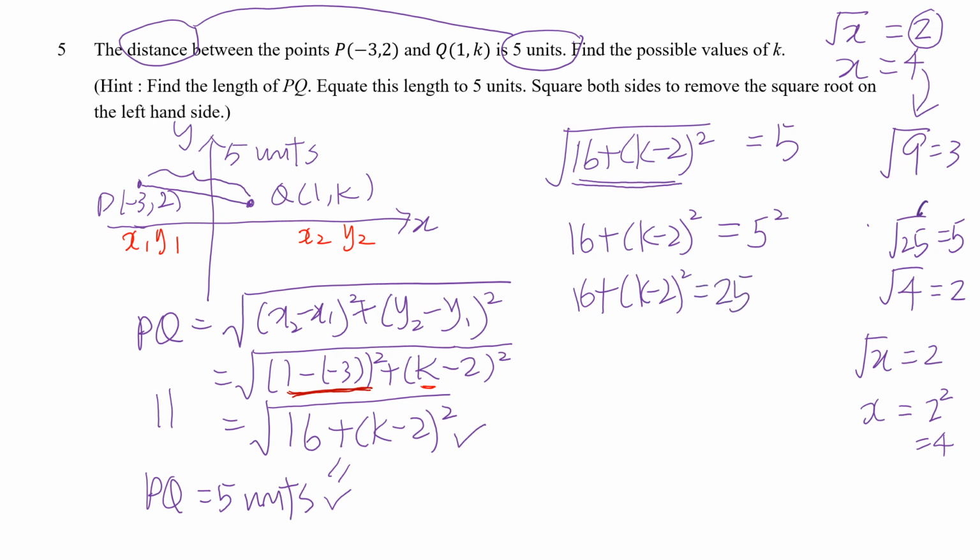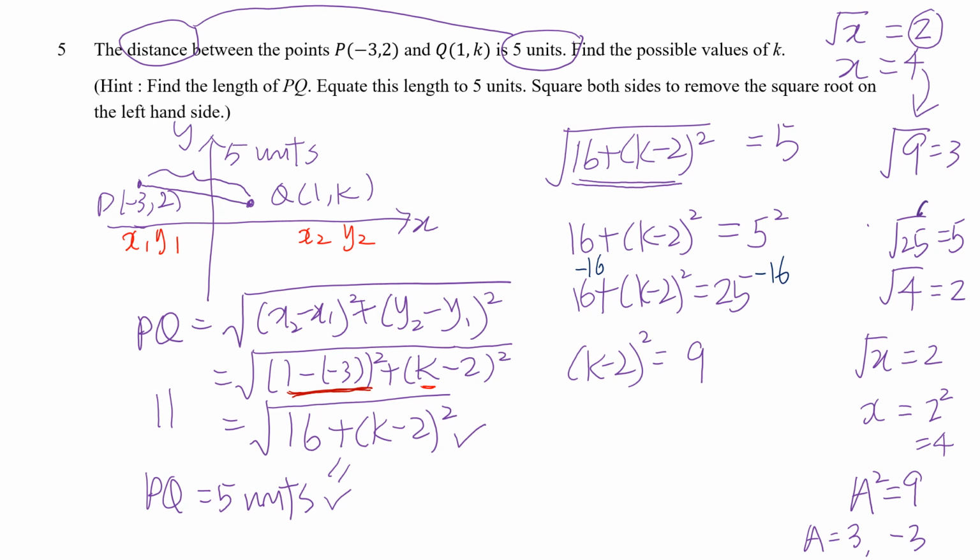Then the next thing is that I need to get rid of my 16, so I subtract 16 on both sides. So 25 minus 16 will give you 9. Okay. Now, if you have a squared equals 9, what are the possible values for a? It can be 3, because 3 times 3 gives you 9. It can also be negative 3, because negative 3 times negative 3, negative times negative gives you positive, gives you 9.